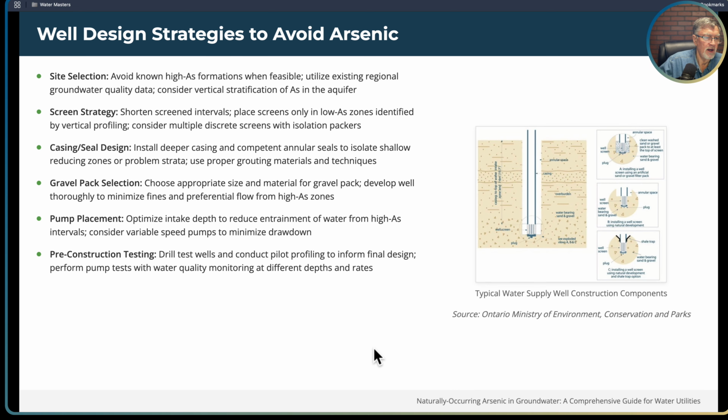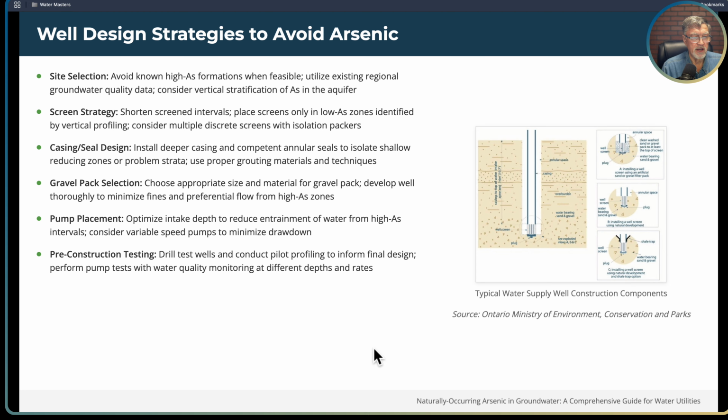Site selection: know your geology ahead of time. You can go out and generally you're going to know if you're in a high arsenic area or there are some other arsenic detections. So you're going to want to do your homework. Whatever consultant you have working for you should be able to do that for you. Avoid known high arsenic formations when feasible. Utilize existing regional groundwater quality data. Consider vertical stratification of the arsenic in the aquifer so we know what zones the arsenic is occurring in, and we can look for those and log those when we're actually drilling the well.